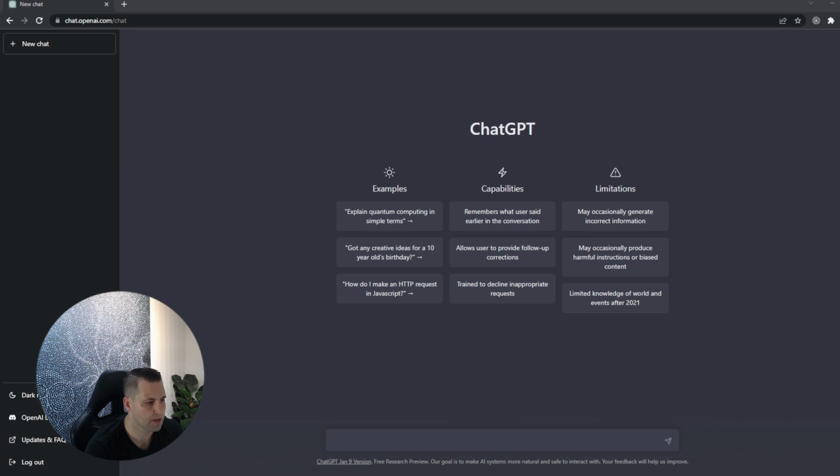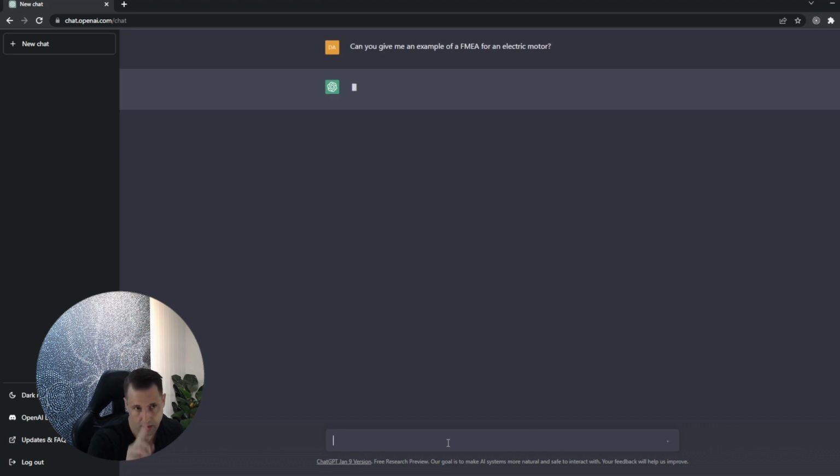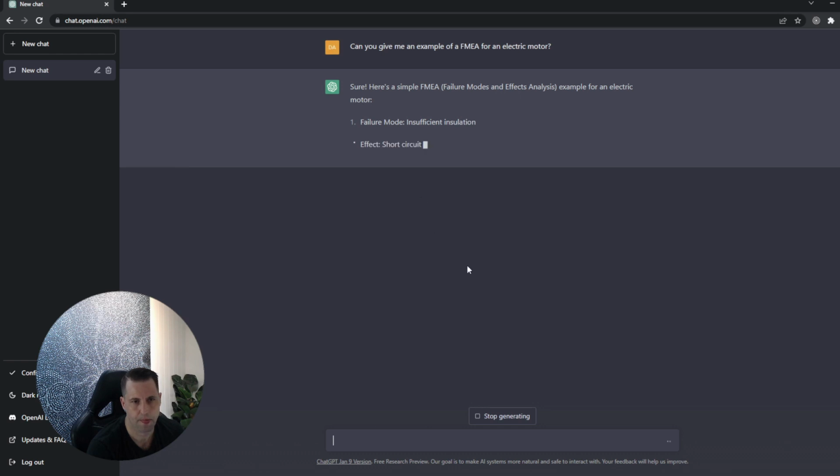And we'll start with something pretty simple. Let's see, I'm gonna type this. Can you give me an example of a FMEA for an electric motor? Okay. Let's see what it comes up with.